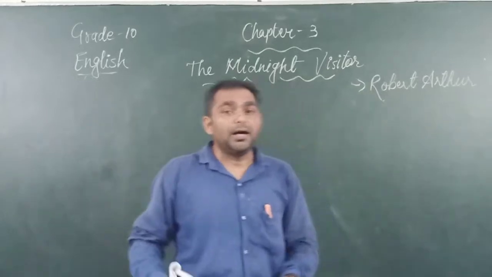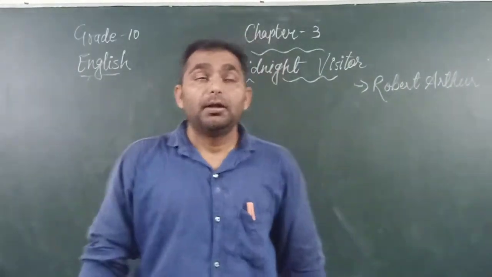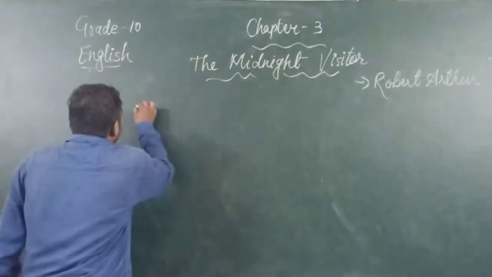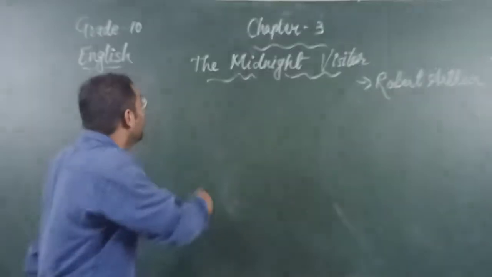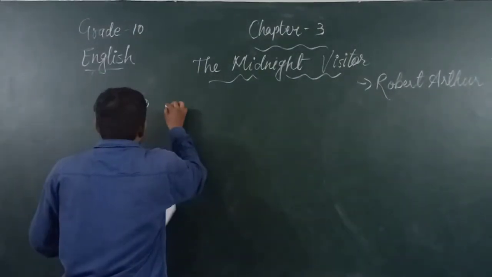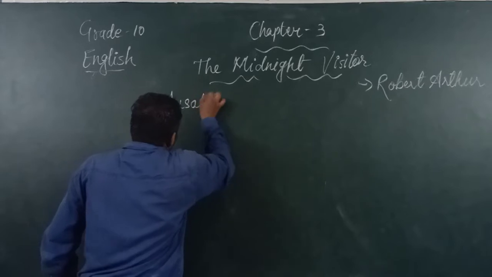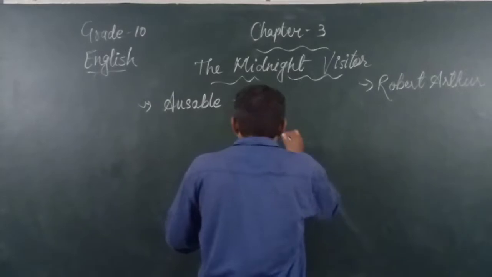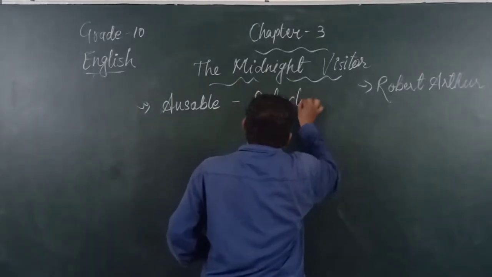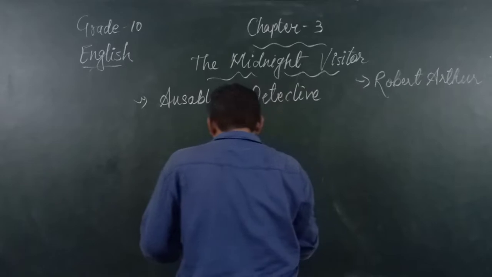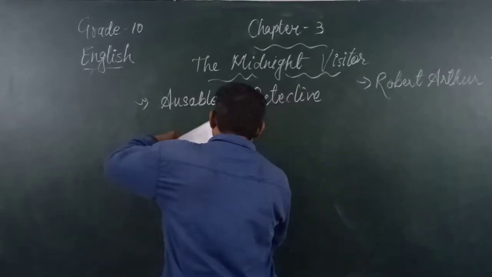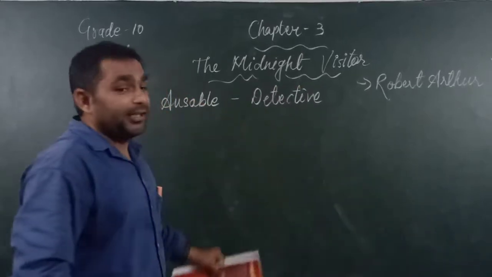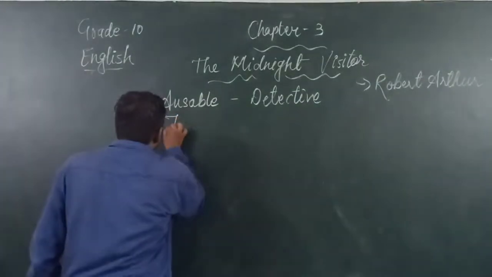Written by Robert Arthur, the very famous writer. Now we'll talk about this chapter. In this chapter, 3 main characters are there, but our story starts with 2 main characters. First is Ozabel, and Ozabel is a detective, that means the person who is doing the work like a spy. So Ozabel is a detective and the other character is Fowler.